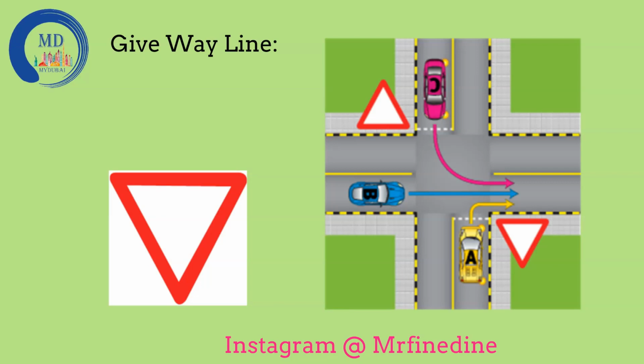You can just do a shoulder check and move on. But if you see a car coming, then you have to stop, give way and then proceed. Usually you will find this marking on a junction, or when you are merging from the side road to the main road, or if you're taking a left or right turn.